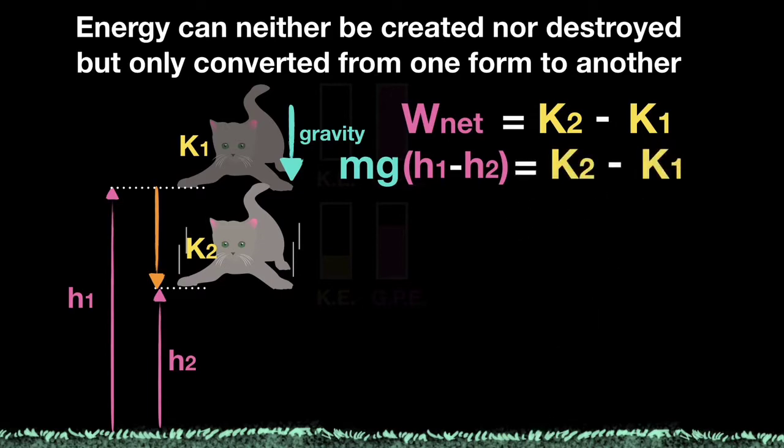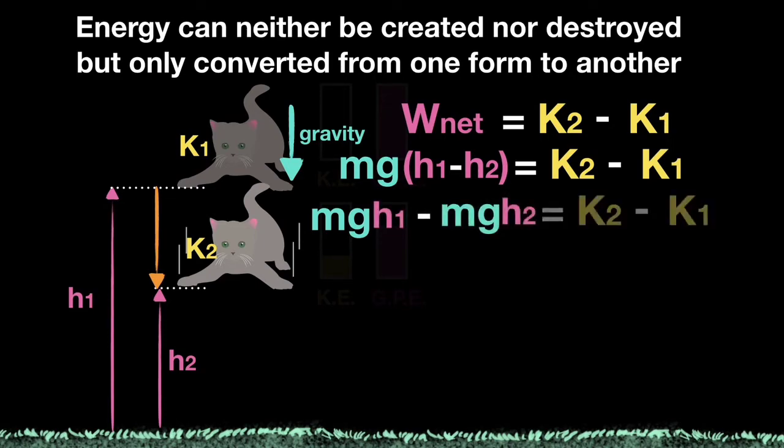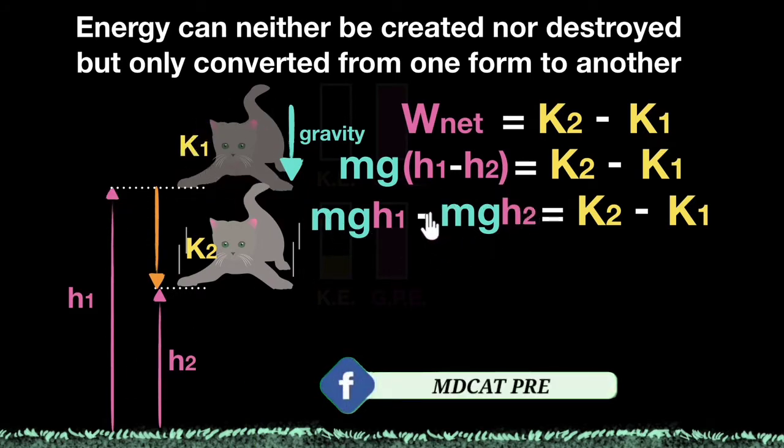k2 minus k1. Let's simplify, open up the brackets. We'll get mg h1 minus mgh2. That equals k2 minus k1. And if you look carefully, this is the potential energy. This is the potential energy of the cat at h1. This is the potential energy of the cat at h2, right?